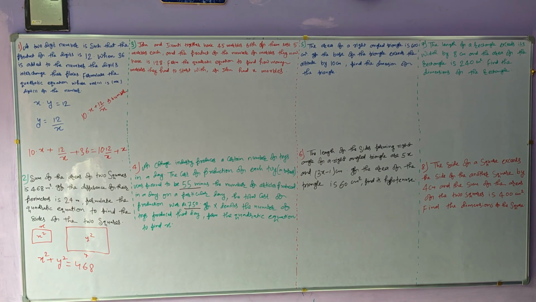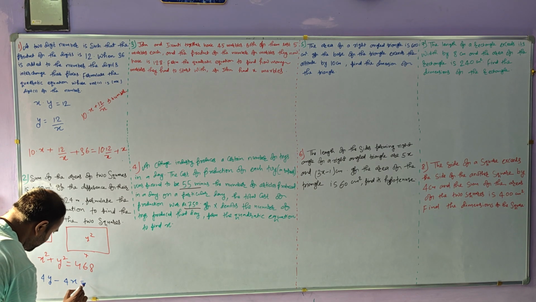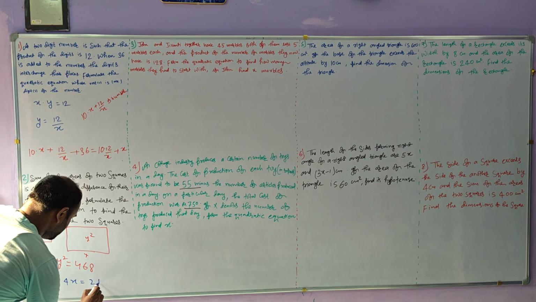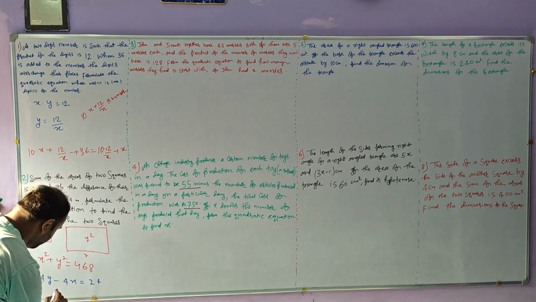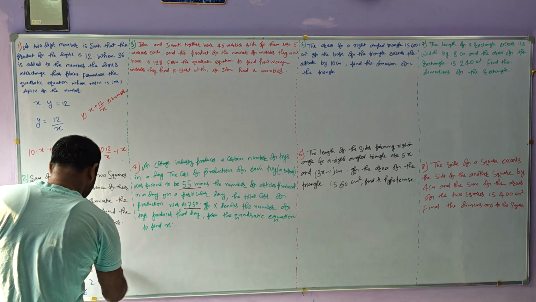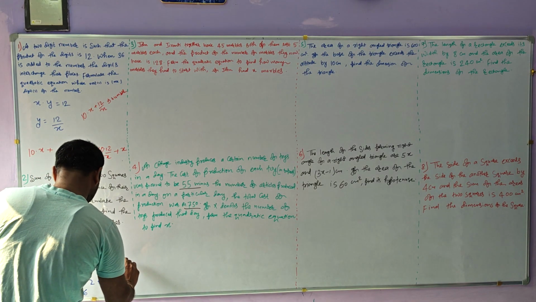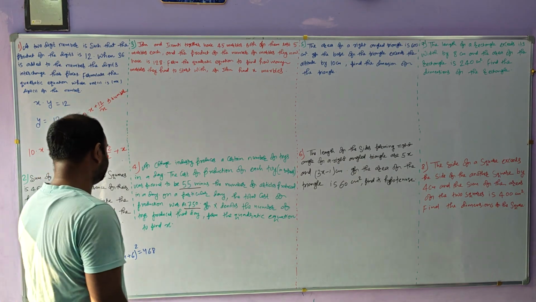If the difference of their perimeters is 24, the perimeter becomes 4x and 4y. It is the larger square, so 4y minus 4x becomes 24. That means y minus x becomes 6 and y becomes x plus 6. So we can put x square plus (x plus 6) square becomes 468.